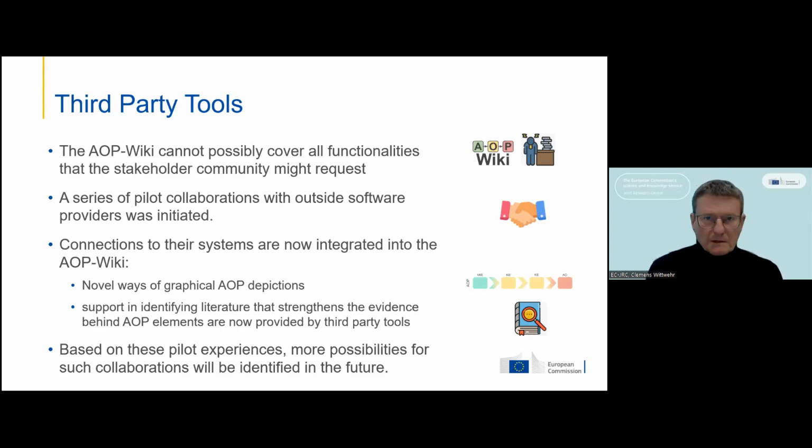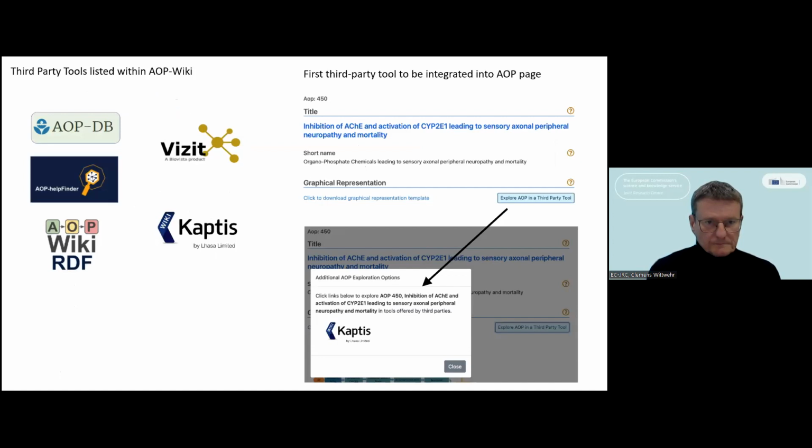And based on these pilot experiences, more possibilities for third-party collaborations will obviously arise. And everyone is more than welcome to contact us and come up with clever new ideas on how you can interface your products with the wiki. Next slide, please. So this is what you see when you go to the wiki. For example, just to show, so these are the tools that we are linking to, the 5 tools here. And the right-hand side of the screen shows an example.